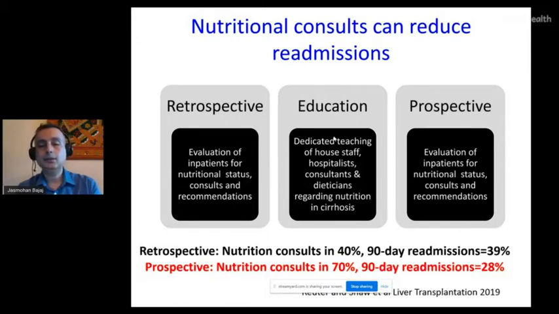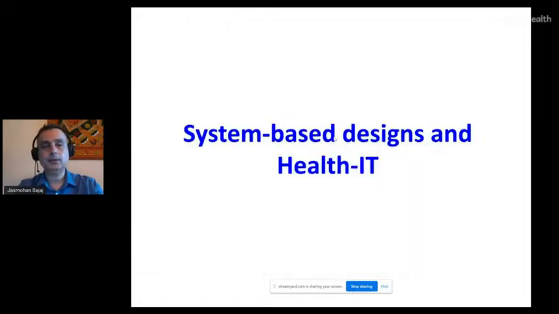So simple things such as making sure that you focus on patients' nutrition, which has a big contribution towards encephalopathy, can result in actual actionable items such as 90-day readmission reduction. So this is something we really must not forget. What about system-based design and health IT? Can we actually do something that makes us much more likely to discharge these patients on encephalopathy therapy or counseling? And can we keep in touch with these patients?